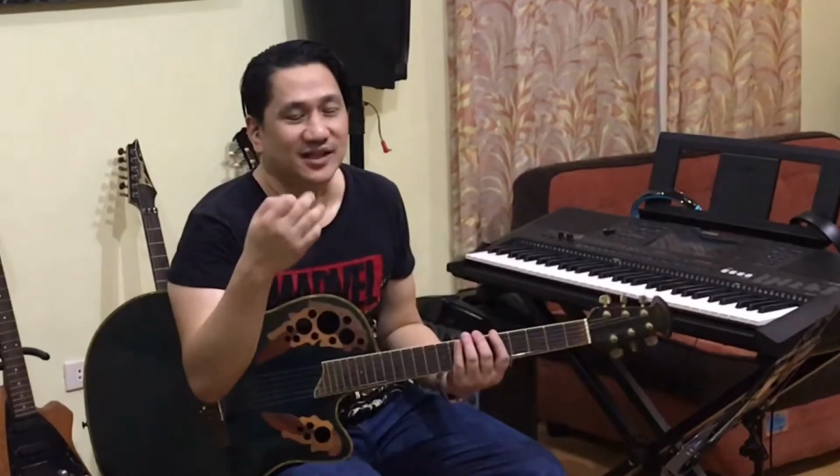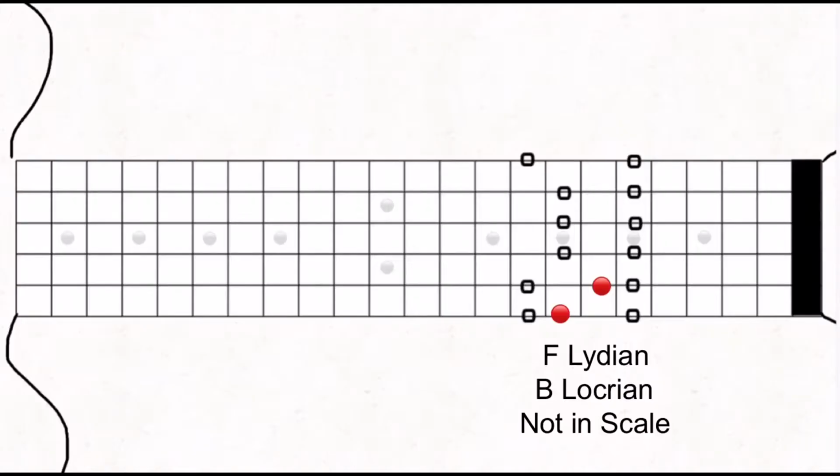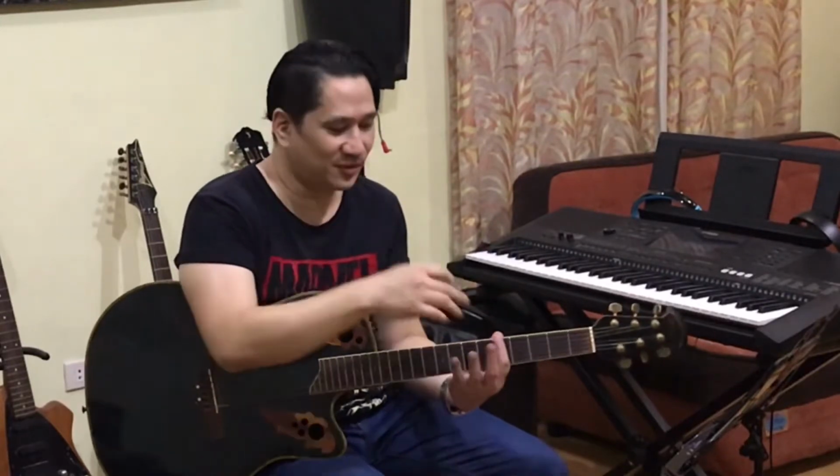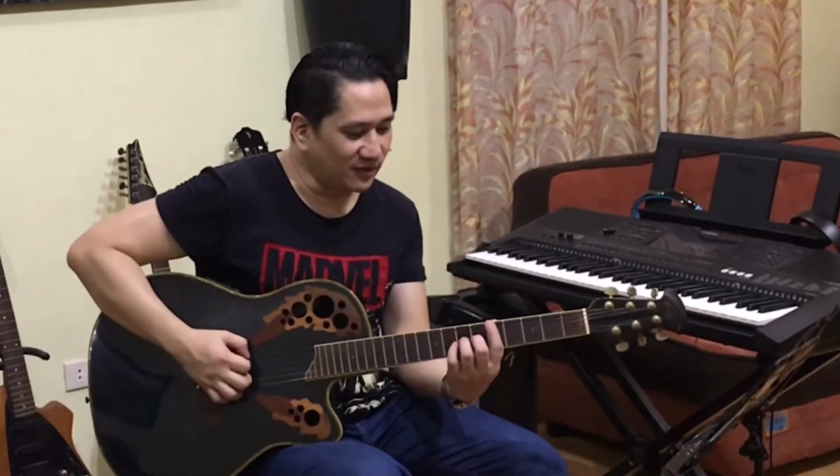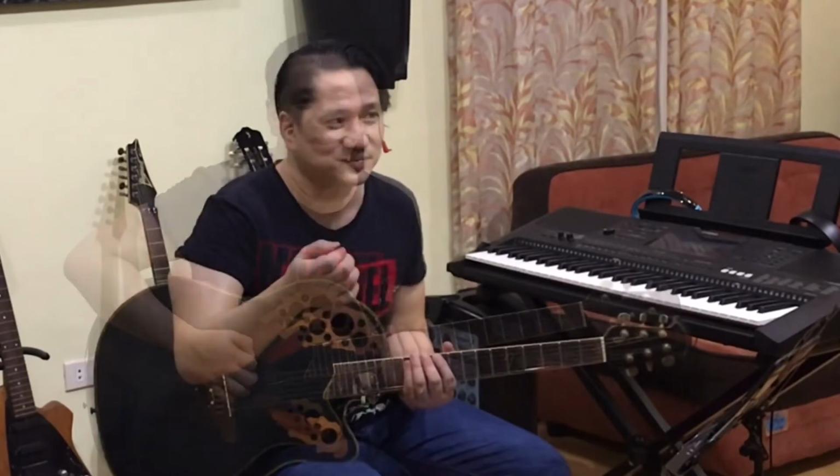F Lydian. Now that is not inside the scale. So what I do there is I count 5 steps. So from this pattern, I count 5. 1, 2, 3, 4, 5. It's going to be the same pattern, but F Lydian is already here.